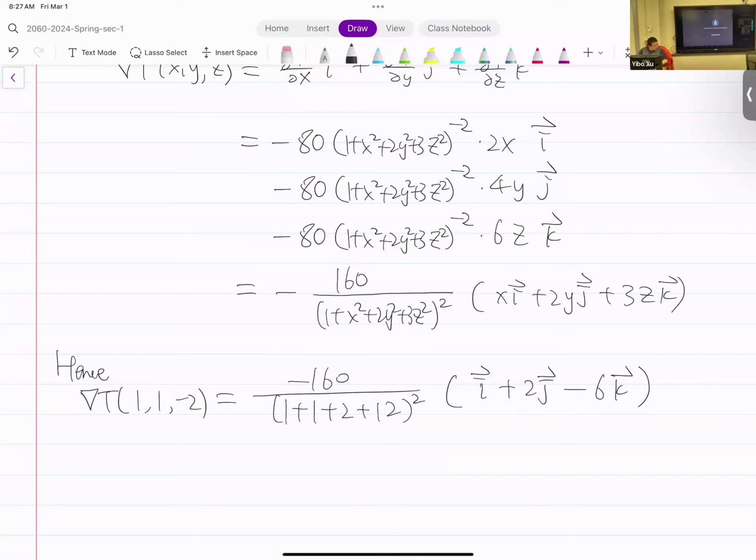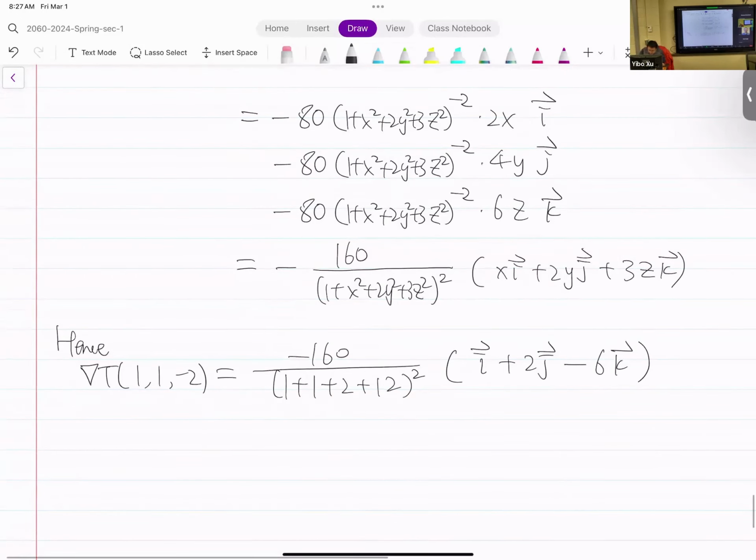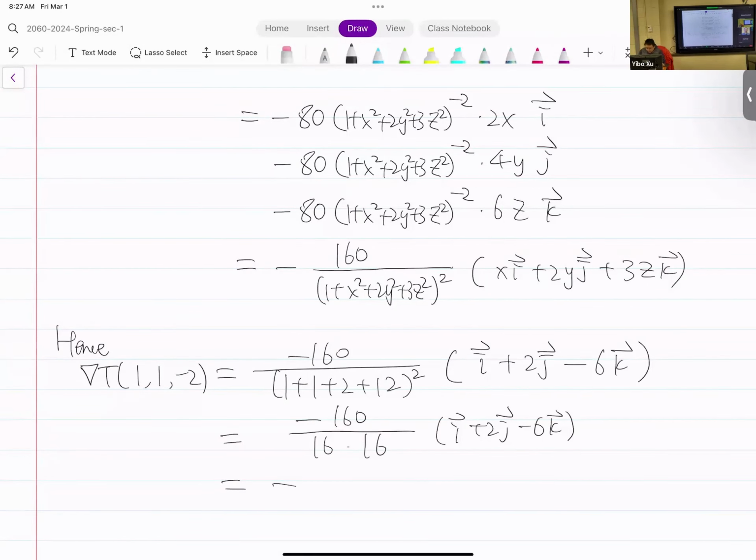If you only think about the direction, then the vector in the bracket is the most important. Then we have a constant scalar, but the scalar is a negative number, so that's something we need to be careful about. So this is negative 160 over 16 times 16, and then i plus 2j minus 6k. So we cancel out the 16, that will give us 10 over 16, which is 5 over 8, negative, along the same direction. This is the direction of the gradient.